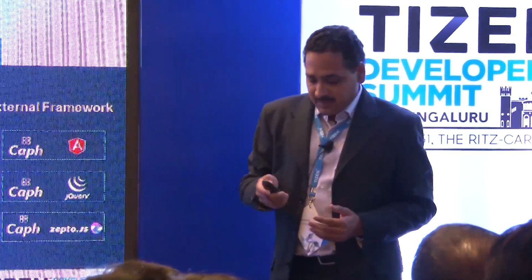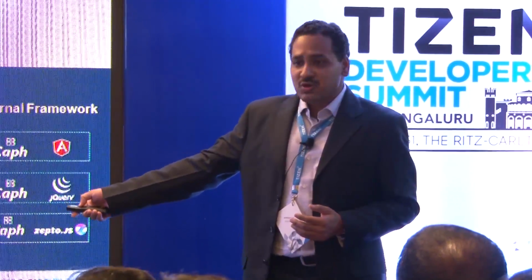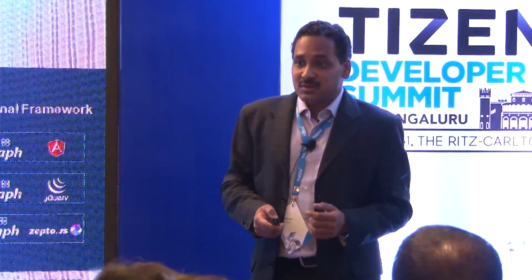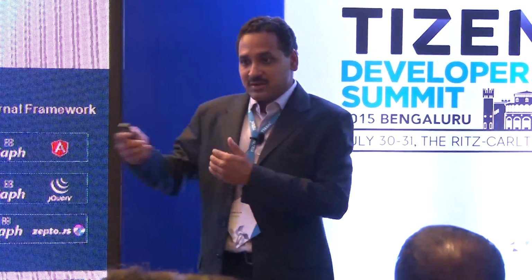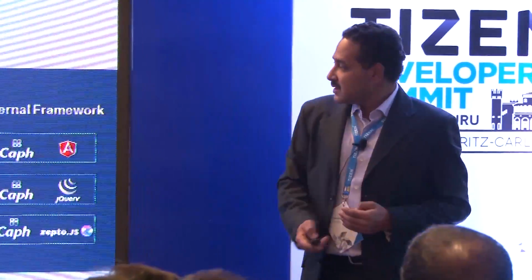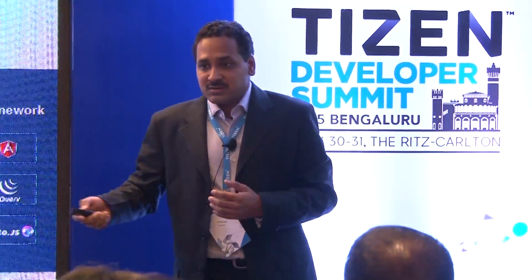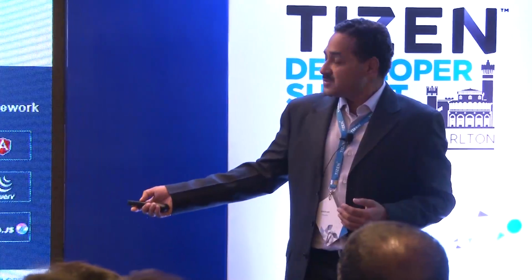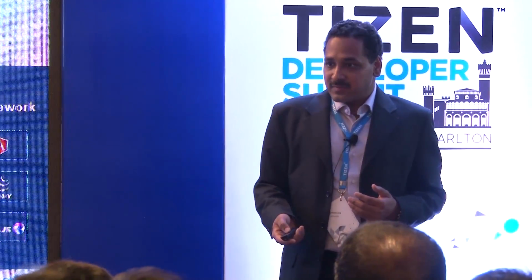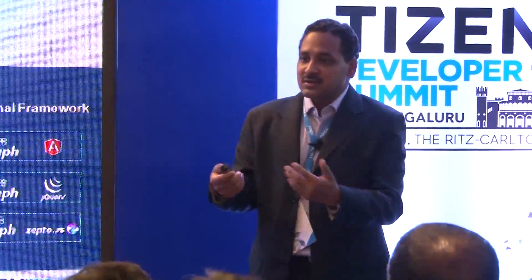How? You can create custom components. As I told, it supports OOPS, object oriented programming, so you can derive your controls. You can create your custom components, the UI components provided by Caph can be expanded. The custom themes that Caph provides can be extended to give you different layouts. Thirdly, you can also use an external framework like Angular or jQuery with Caph, depending on your comfort zone.